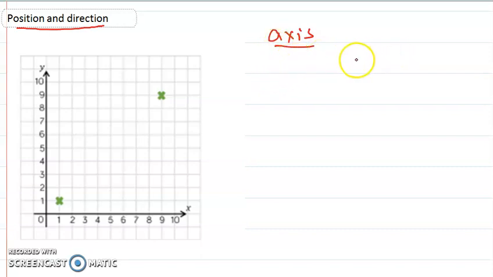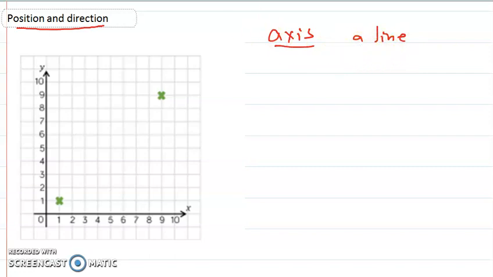Axis, if you go to the dictionary and look for the literal meaning of axis, axis means a line. Any line is termed as an axis. But in mathematics, we say a line which is given some label, that we call an axis.